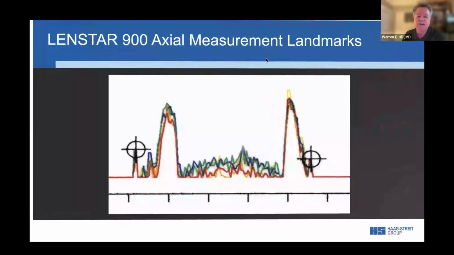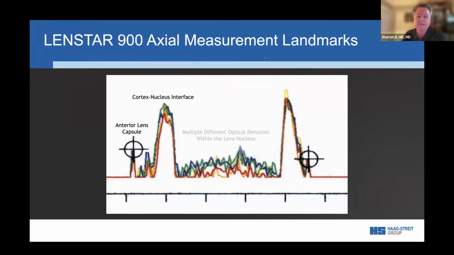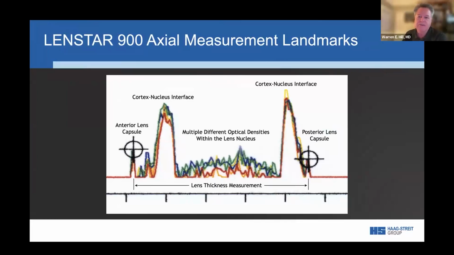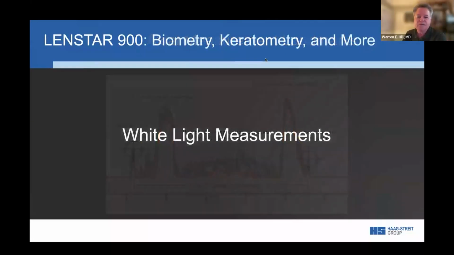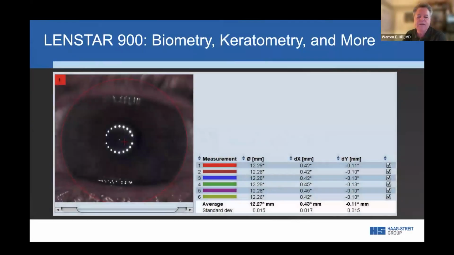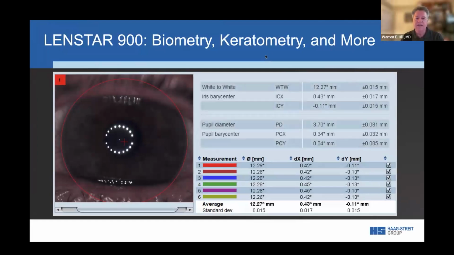And just to show you the detail of the measurements, we have a different color for each of the different measurements it does, and you can see that the resolution is really quite remarkable. For the white light measurements, the machine does multiple measurements. This is for the white to white, and it also does the angle kappa measurements as well.